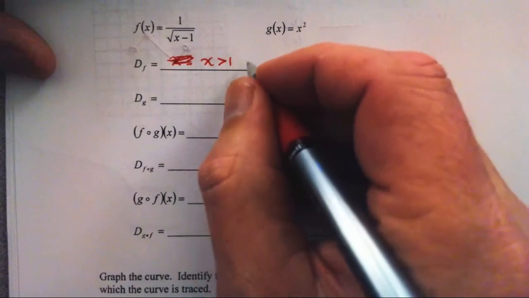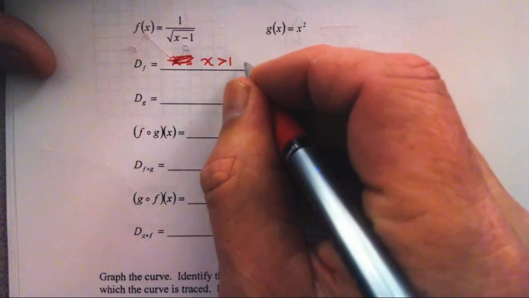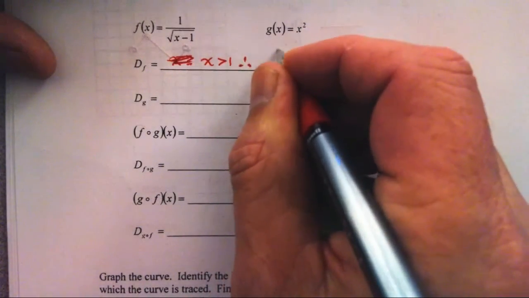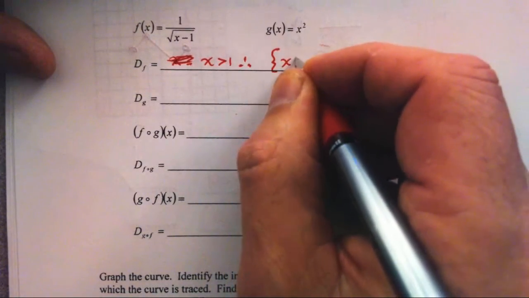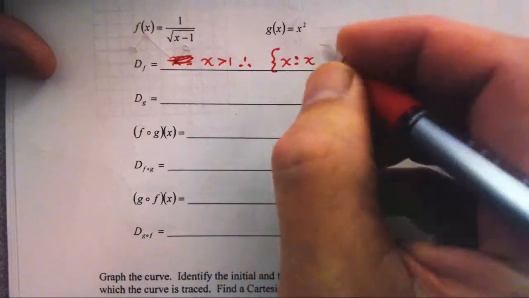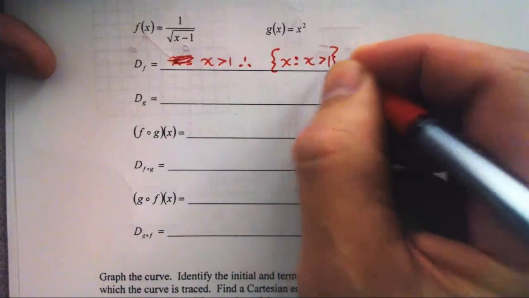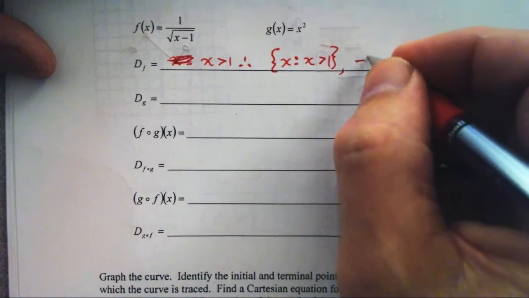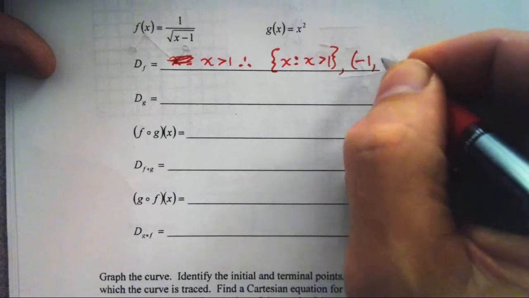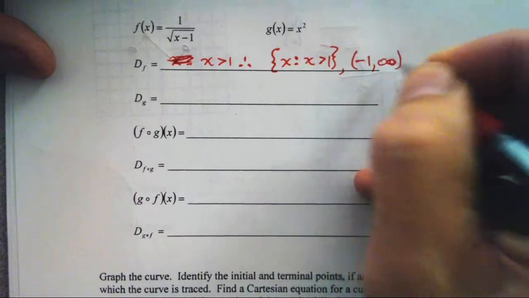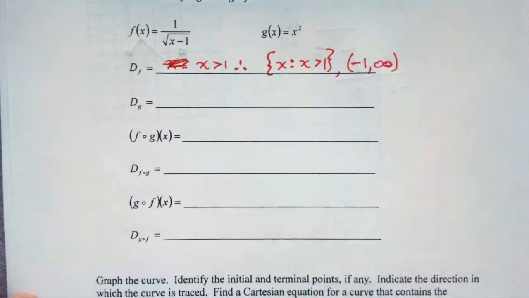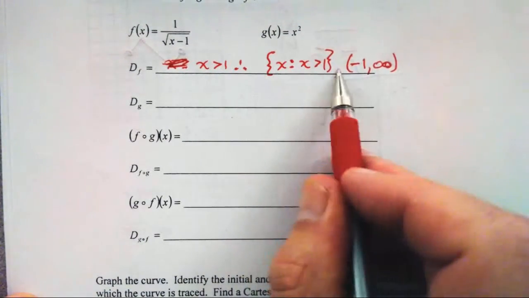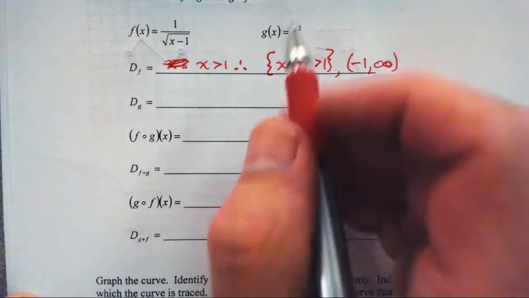Now note, here is set builder notation from that. Therefore, it's the set of all x such that x is greater than 1. Or interval notation, 1, not including, to infinity. In calculus, I would say more times than not we're interested in interval notation, but we need to be familiar with set builder. Domain of g.